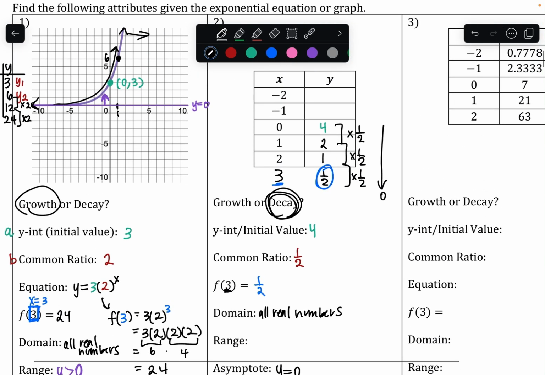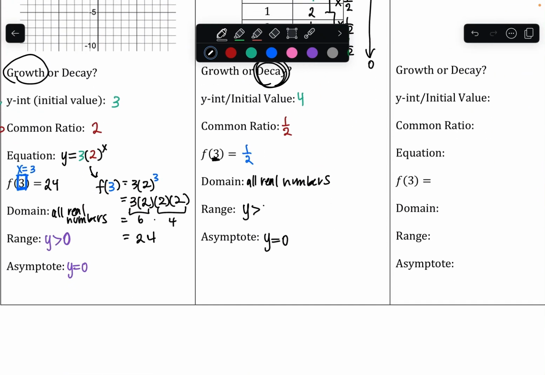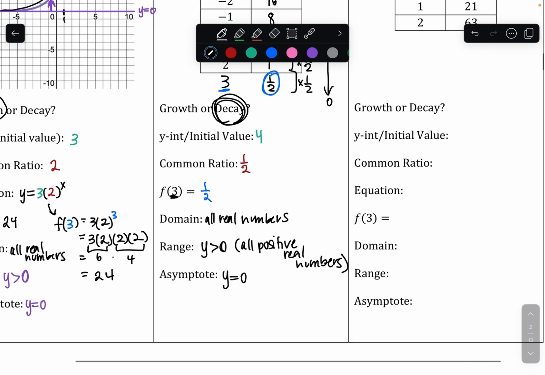And then you can see all these numbers are positive. If we were to go backwards, we would go to 8 and 16. And so all of these are positive values. So clearly all of our y values are above 0. Some ways they've said it is just all positive real numbers. It says the exact same thing. Y is greater than 0 is the same thing as saying all positive real numbers.